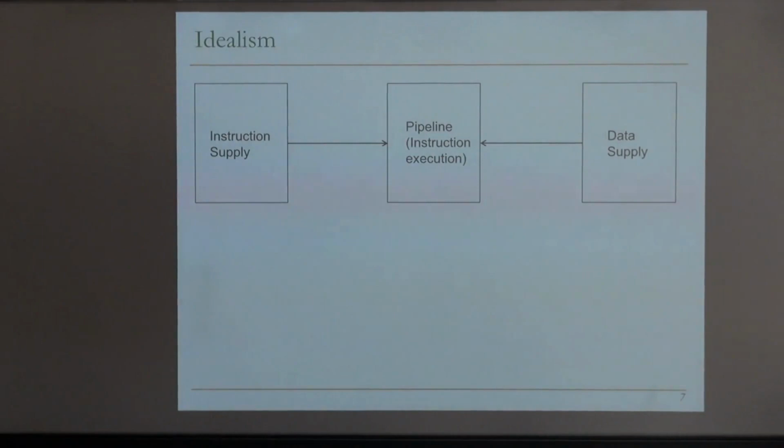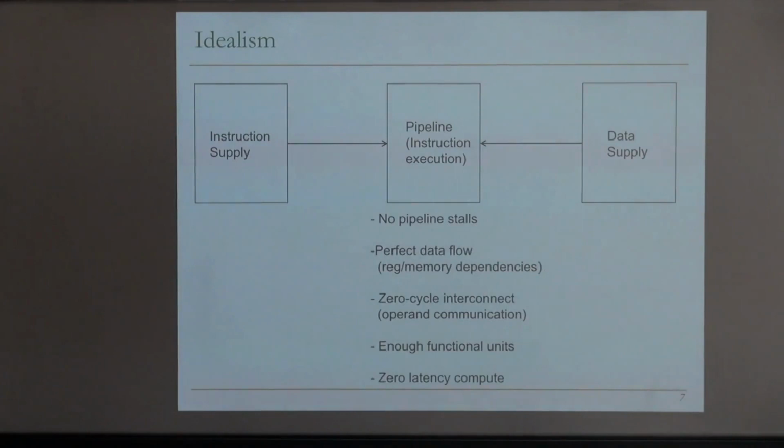Ideally, we want everything, right, as you know. And when we think about a processor, it looks like this. This is a processor-centric view. We're going to look at the memory-centric view later on. You have this pipeline. It executes instructions. You need to supply instructions to it. And instructions need data. You need to supply data to it. Right? And ideally, this pipeline is perfect.